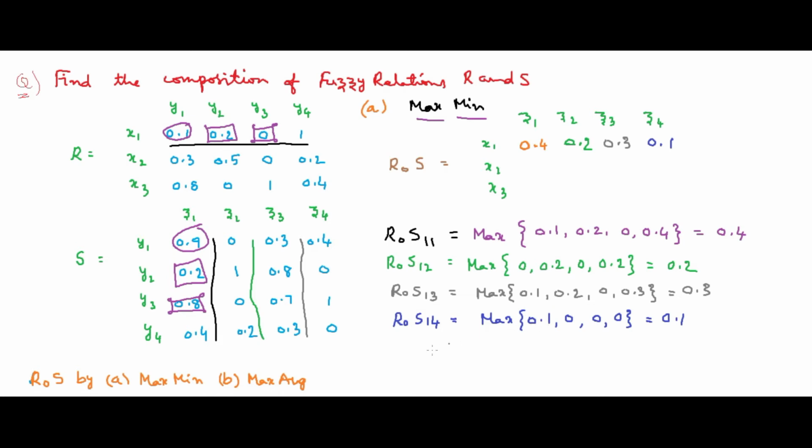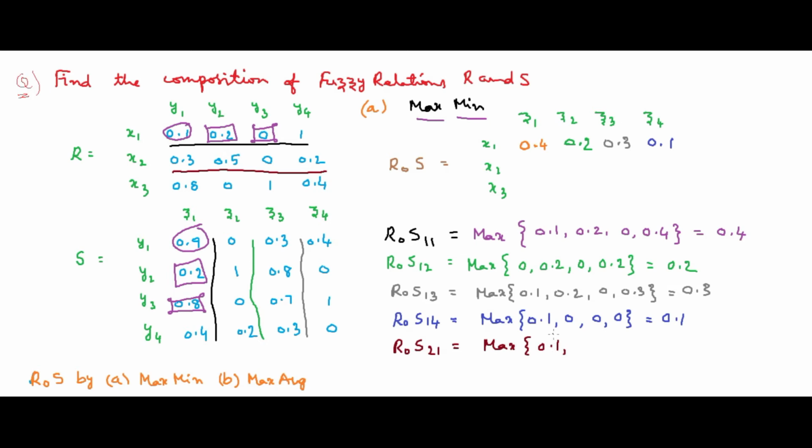So let's find one more thing. So let me find now 2 1. So it should be x2, that means we need to concentrate on this row, and 1 means this column, z1 column corresponding to z1. So it should be maximum of, I mean minimum of 0.1 and 0.9 is 0.1.